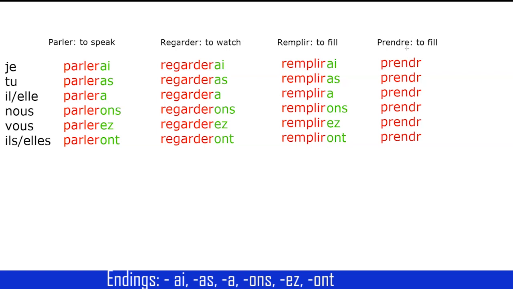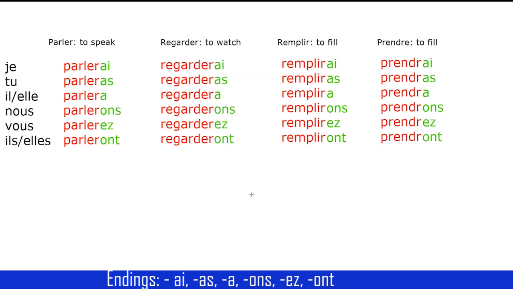Now one verb is here from RE group, prendre. Again, we wrote the stem till R. This time we have dropped this E. We don't need it. We need our stem till R only. So this E will be dropped. We'll do this for all RE group verbs. Again, we have added the endings. Now, je prendrai, tu prendras, il, elle prendra, nous prendrons, vous prendrez, ils, elles prendront.